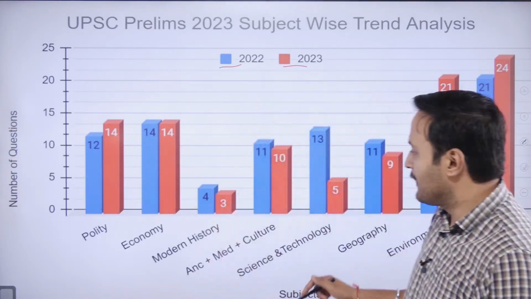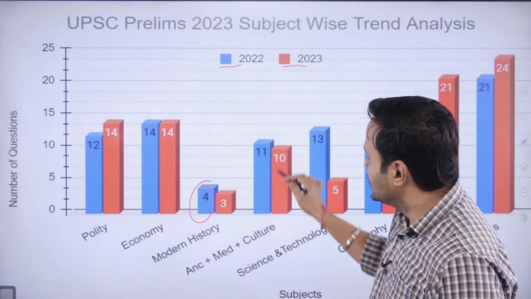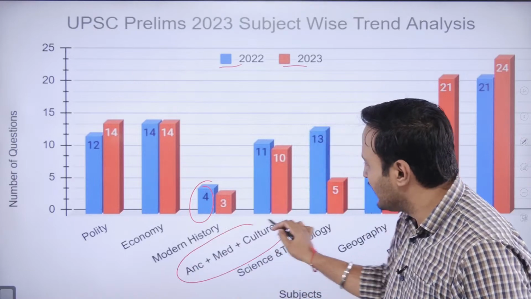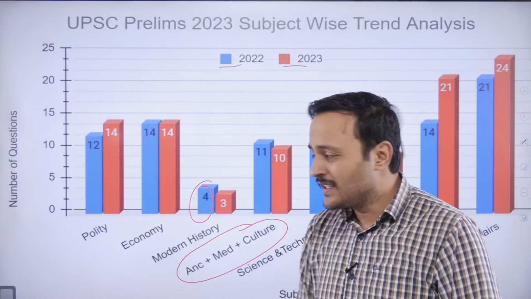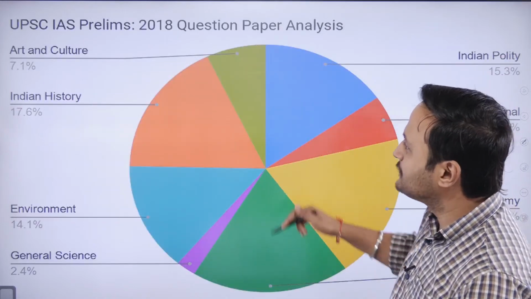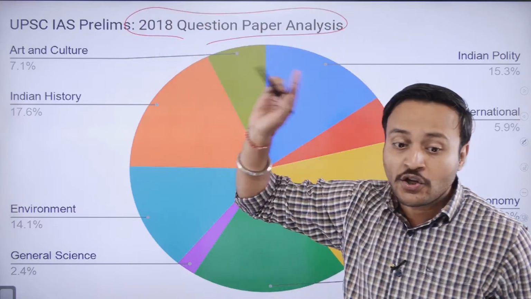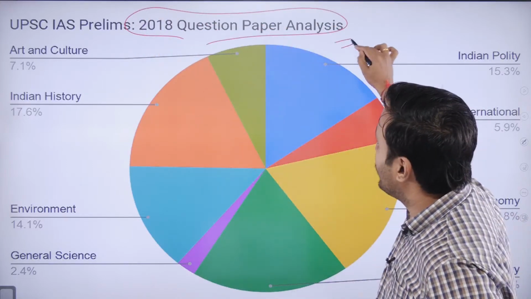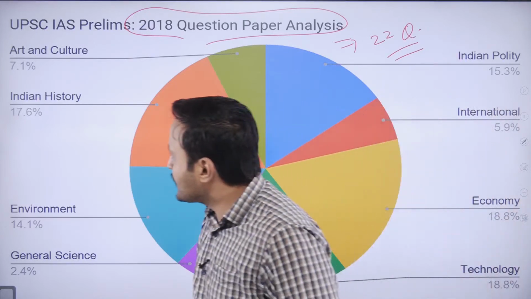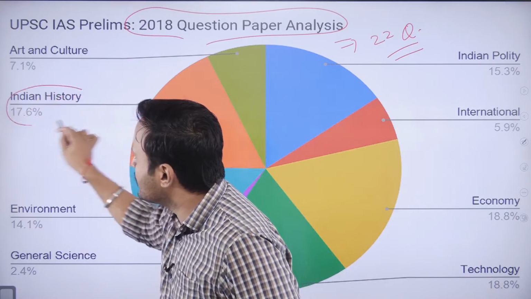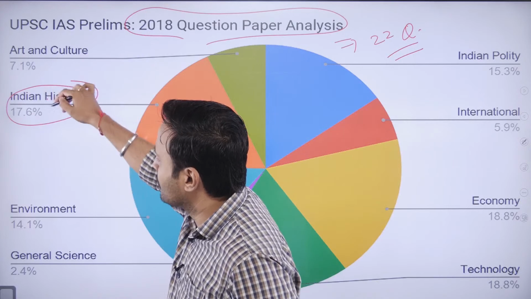But in history, look at this one. Modern history, okay, and ancient medieval plus culture. This was completely opposite. You can see here, when we talk about the 2018 question paper, which saw the maximum number, a total of 22 questions actually came from the history part. Out of that, if we talk only history, guys, you can see history and art and culture, right?